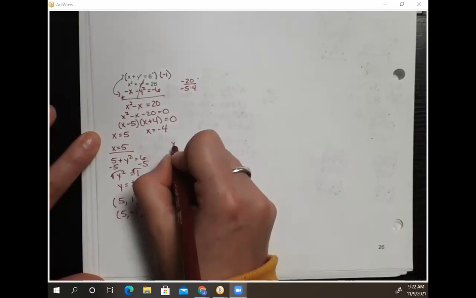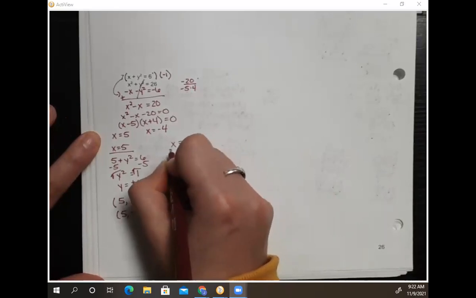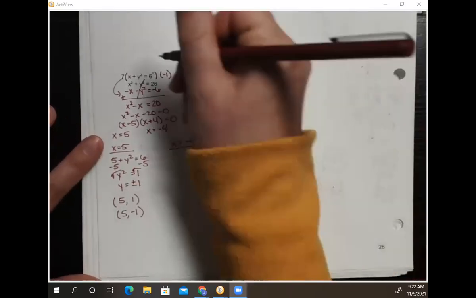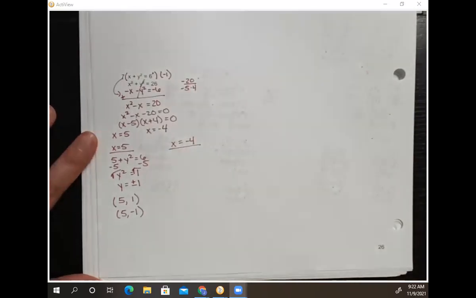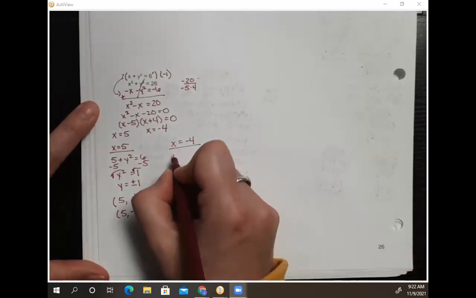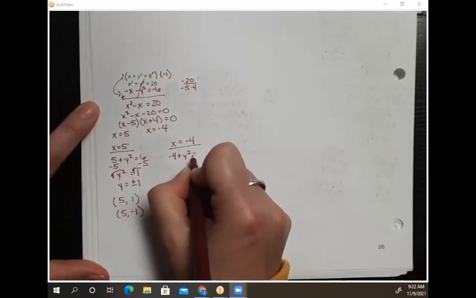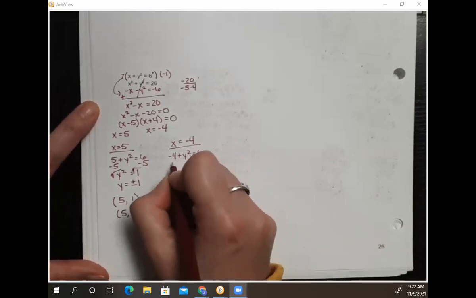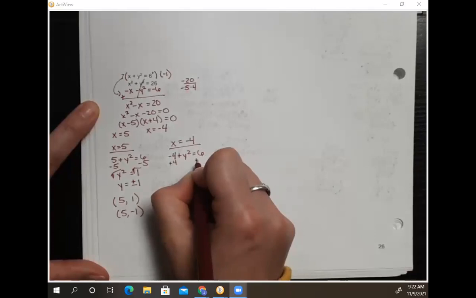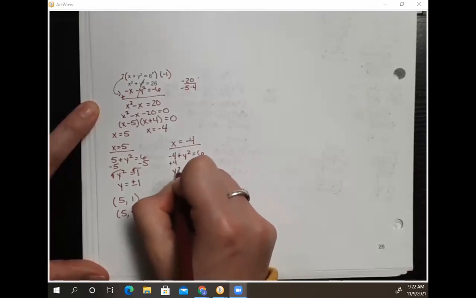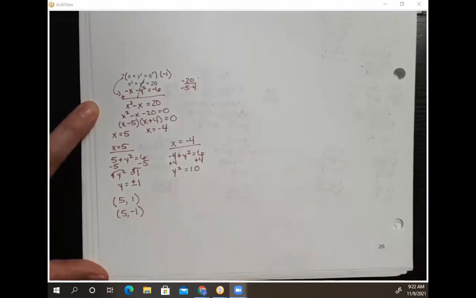And now I'm going to do the same thing with my other x values. My other x value is -4. Again, I'm going to plug into the top equation, 1 step shorter if I don't have to square my x. And this would be -4 plus y squared equals 6. I want the y squared term by itself, so I've got to move the 4 to the other side, and I get y squared equals 10.